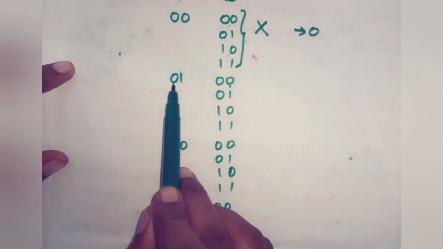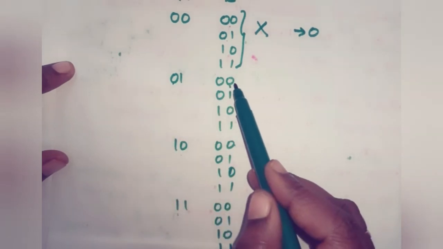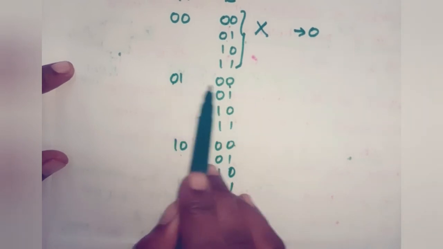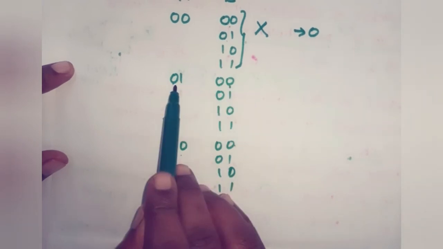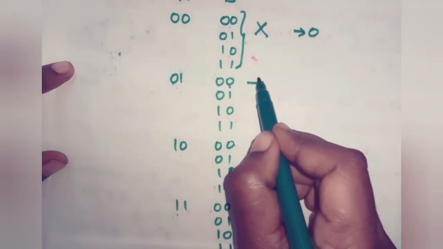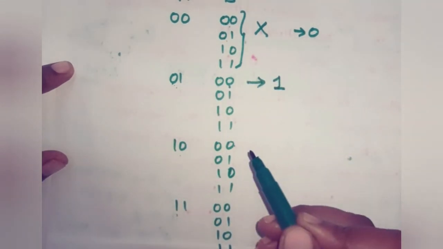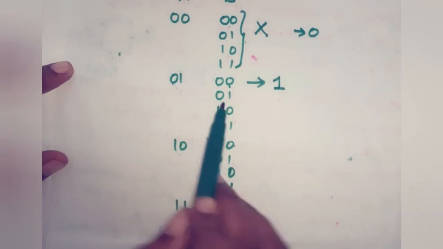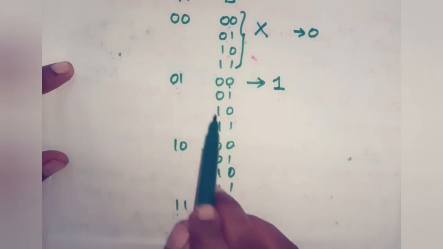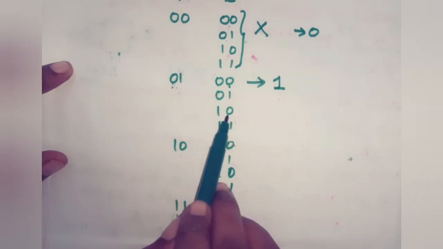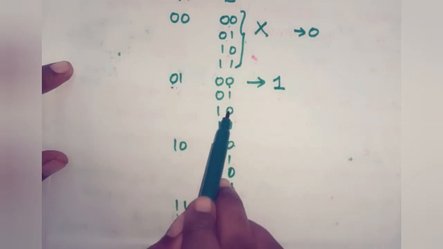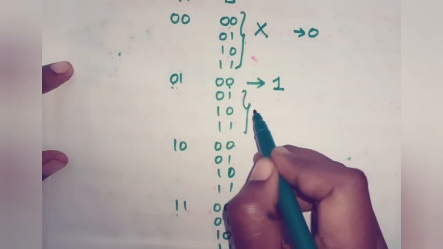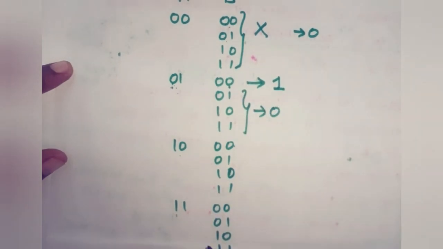In the second case, A is 01 and B may be 00, 01, 10, 11. In the first combination, 01 and 00, A is greater than B, so the output of the comparator is 1. Next, 01 and 01, A is equal to B. In the other combinations, A is less than B. So in these 3 cases, the output is 0.